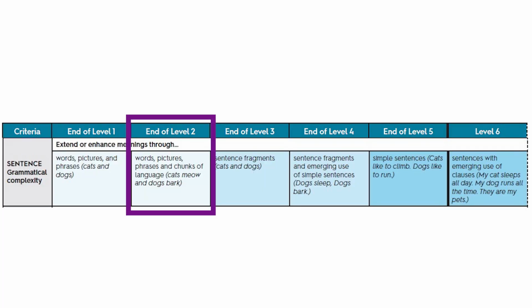We have various levels. So when we co-planned, we had to come up with effective scaffolding strategies to make sure that the students will feel successful. When we looked, some students were at level 2, and when we looked at level 2, it shows that students will write words, pictures, phrases, and chunks of language. And again, our threshold is being able to write a simple sentence.